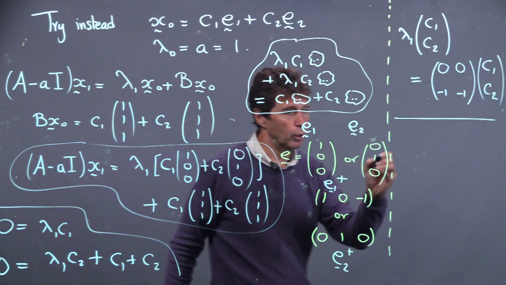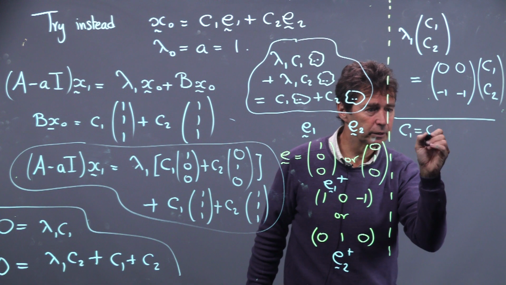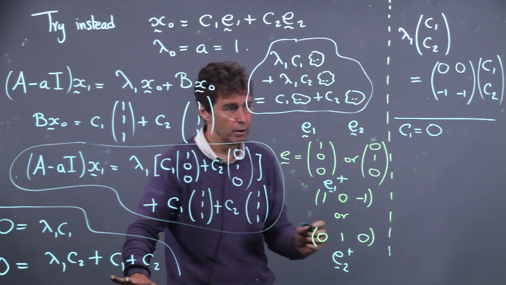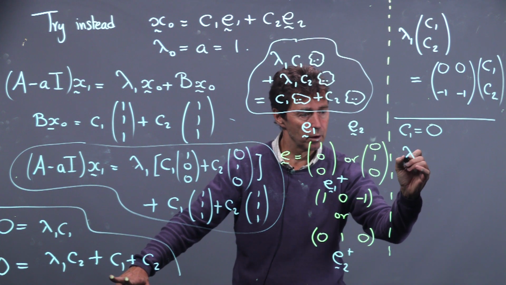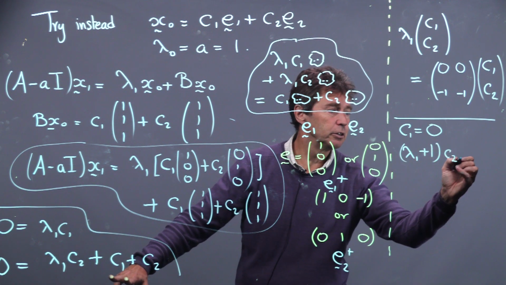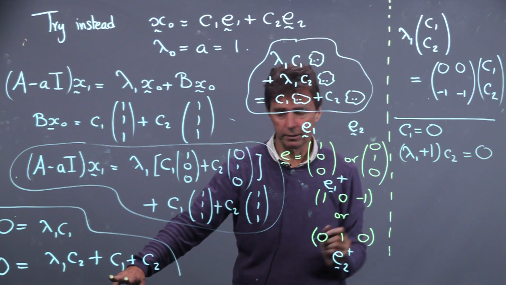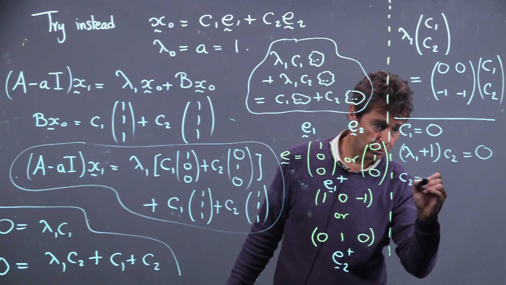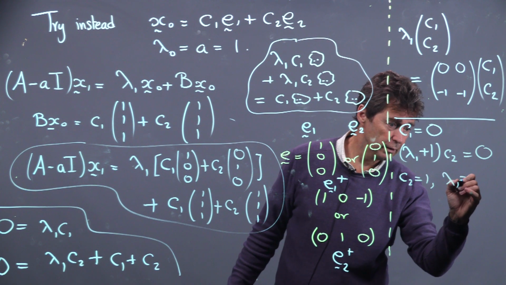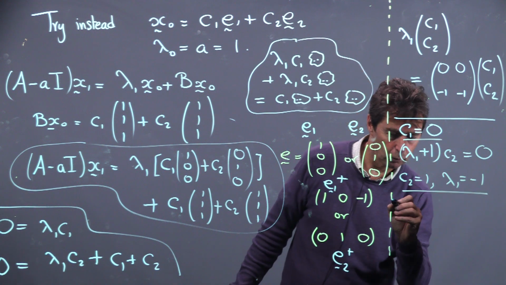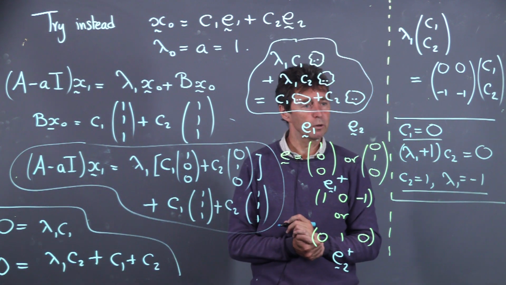So I can either put C1 is equal to 0 to solve this one, and if C1 is equal to 0, that tells me that lambda 1 plus 1 times C2 needs to be 0. So that's one way of solving this set of equations. So I can choose C2 is equal to 1, say, and lambda 1 has to be minus 1. So this and this, that's one way of solving it. Right? That's one of the possible solutions.